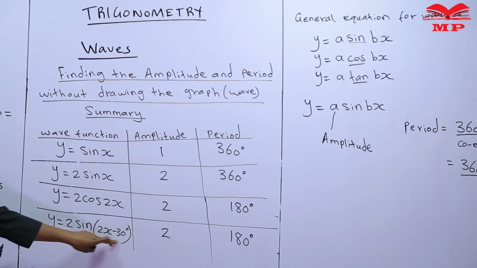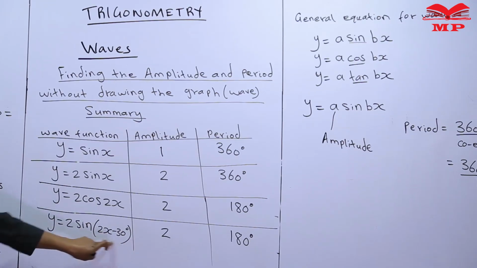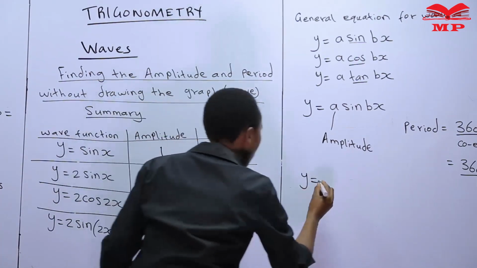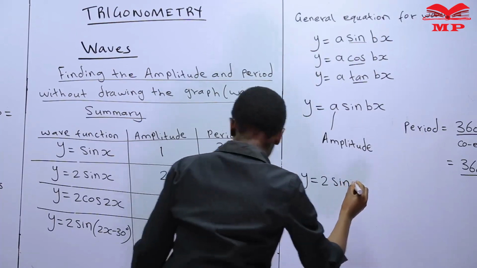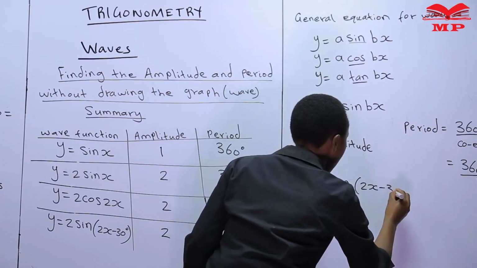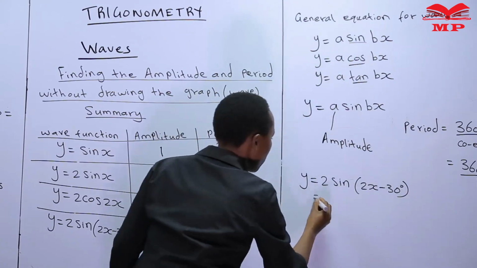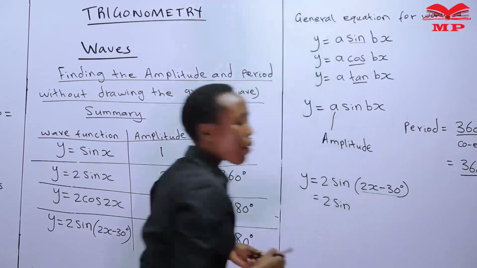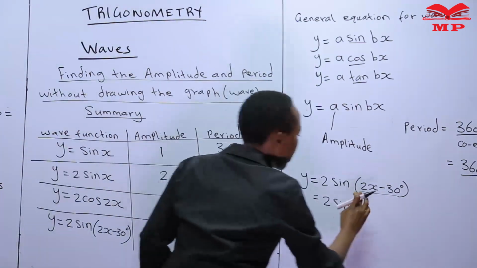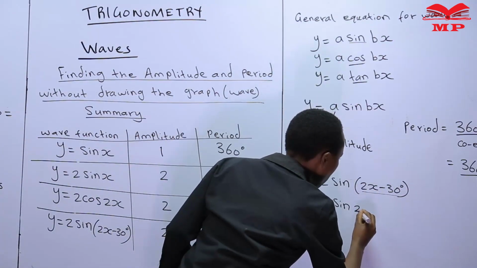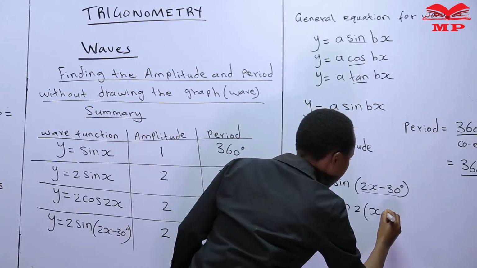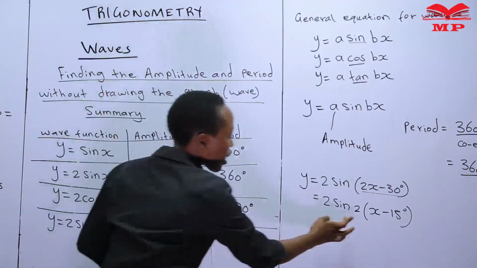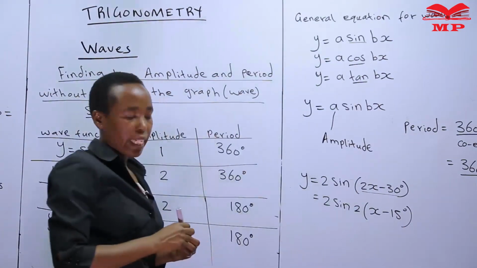Now, I want to show you also how to get the period in a case where we have y is equal to 2 sine (2x minus 30 degrees). We ensure this is in the simplest form, whereby we factor out the common factor, which is 2, into the bracket: 2 sine 2(x minus 15 degrees). This is our angle, x minus 15 degrees.